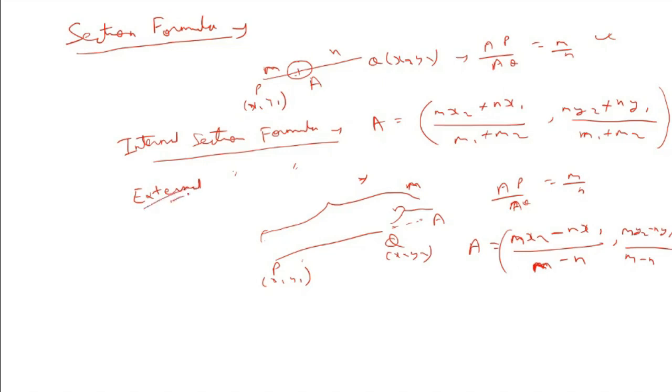So this is the internal and the external section formula. Right. So now basically if you were given 2 points and you were supposed to find a point A which divides that line into the ratio, let's say 2:5 or whatever, you can find the coordinate of the point, right? If you're given these 2 points. So that's the most basic application.